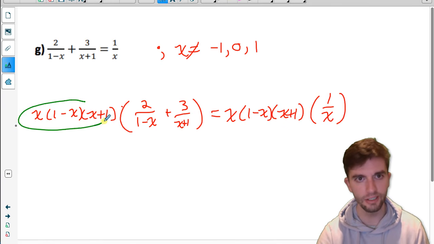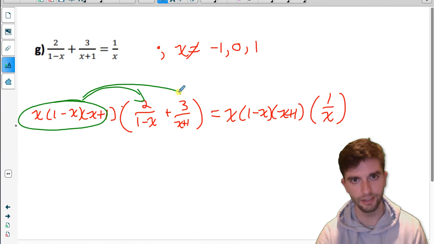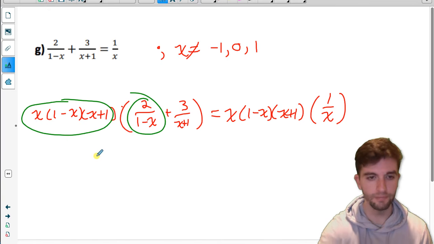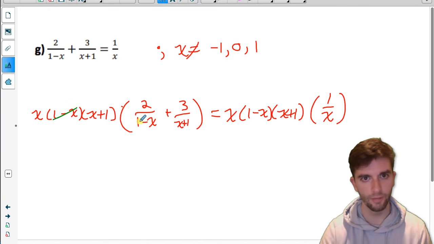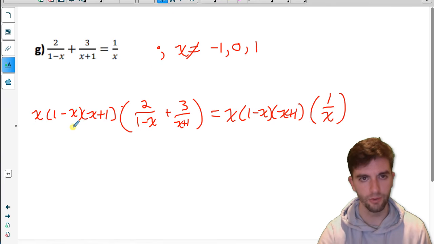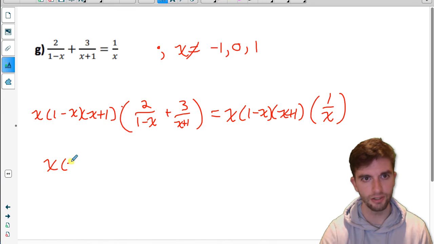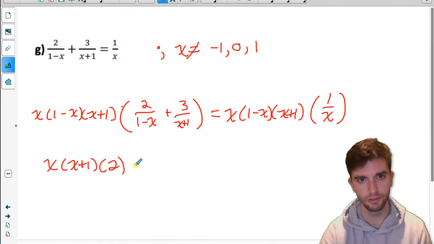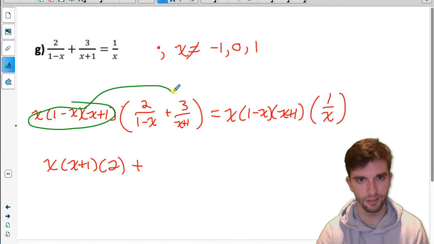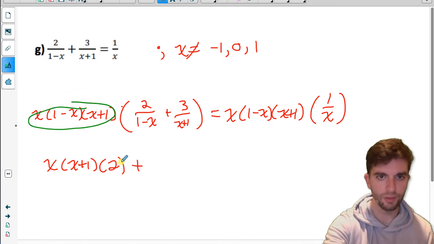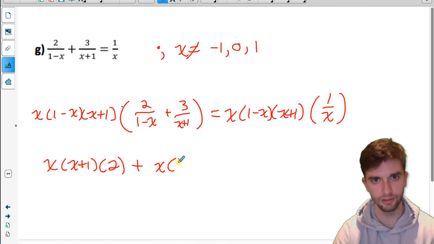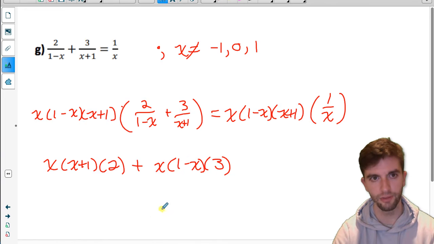So what I need to do now is distribute these three factors to that term and to that term. So when I multiply these three factors by this first term, do you see what cancels? The 1 minus x divided by 1 minus x. Something divided by itself is 1, so I can cancel those out. So that first product, I would have x times x plus 1 times 2, plus, when I distribute this product to this term, the x plus 1s will cancel. That will cancel with that. And so my product would just be x times 1 minus x times 3.